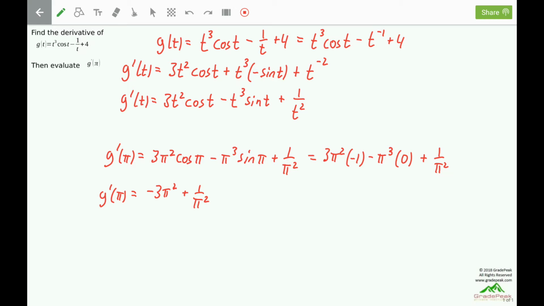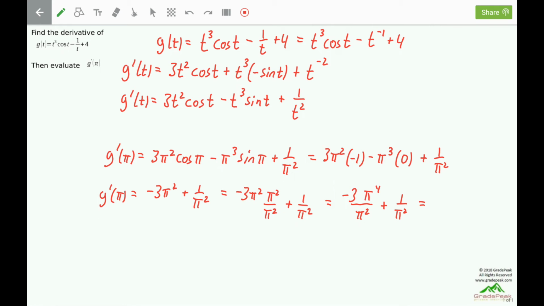Now it is possible to combine these over a common denominator, and we can do that here. We will need to multiply the first term by pi squared over pi squared. In the numerator, we will have pi squared times pi squared. You add the exponents, so that'll be pi to the 4th. All of this will be over pi squared, plus 1 over pi squared. They're now over a common denominator.